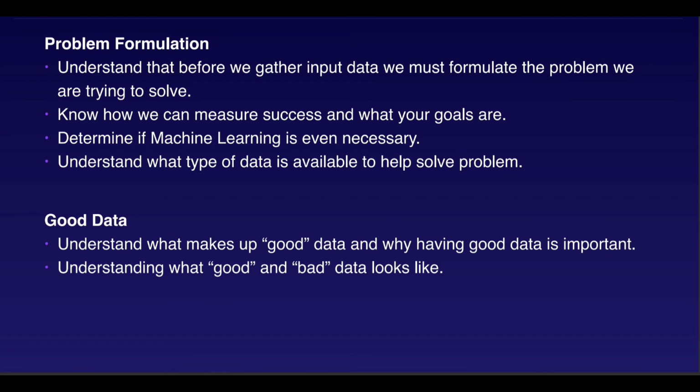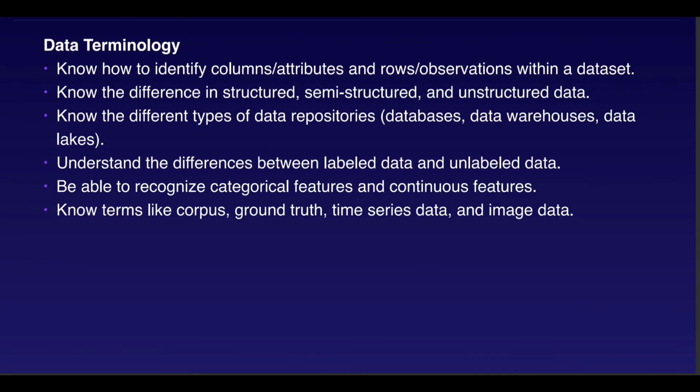We also talked about what good data is and what makes up good data. We need to understand why having good data is important, and also remember the difference between what good and bad data looks like. Next, we talked about some general data terminology and some machine learning data terminology, where we identified things like columns and attributes within datasets, and rows and observations. We need to be able to understand these terms and speak the same language.